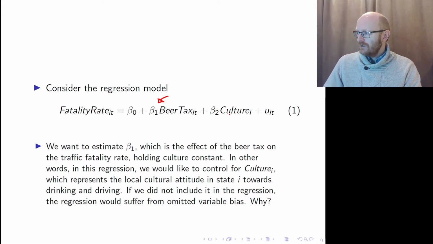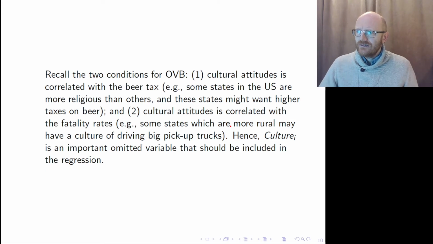So here we would like to control for culture, which might be thought of as the attitude in the community towards drinking and driving. We did not include culture in our first regression, and because of that we might have omitted variable bias. And why is that? Well, we have the two conditions for omitted variable bias. The first one is that the omitted variable is correlated with your x variable, and the second one is that the omitted variable actually explains something of the y variable.